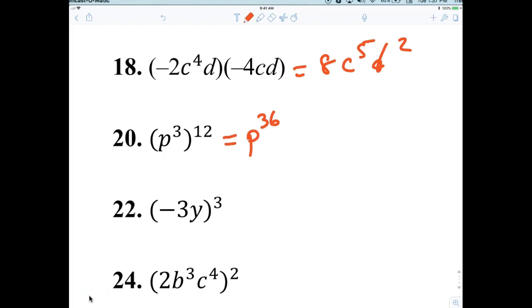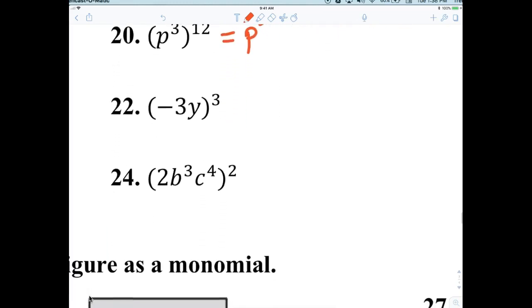3 times 12. I know. Pull out your calculator. All right. P to the 36. So now you got to be careful with 22. You're awesome. Negative 27y to the third.